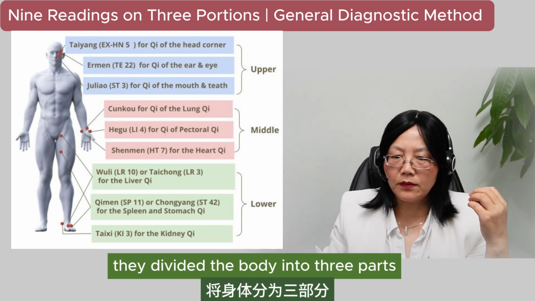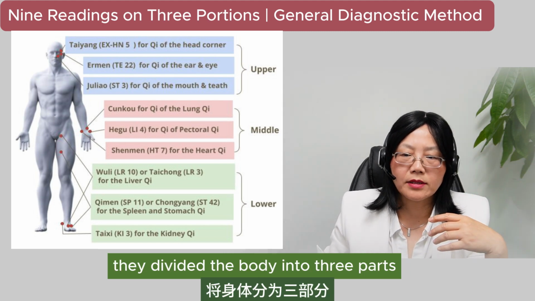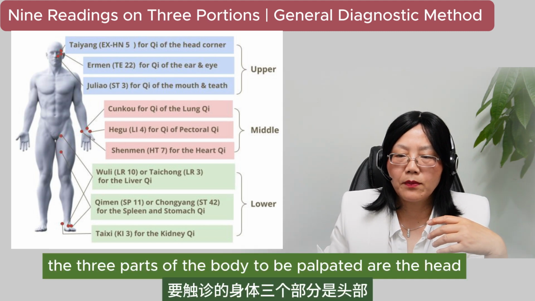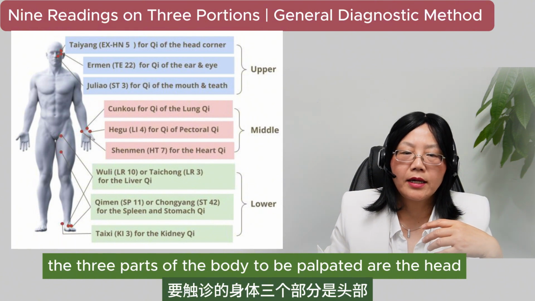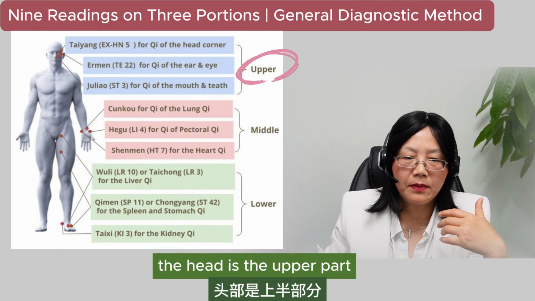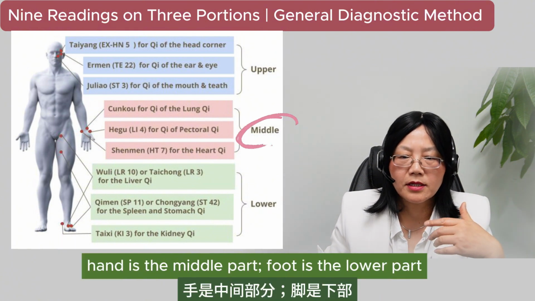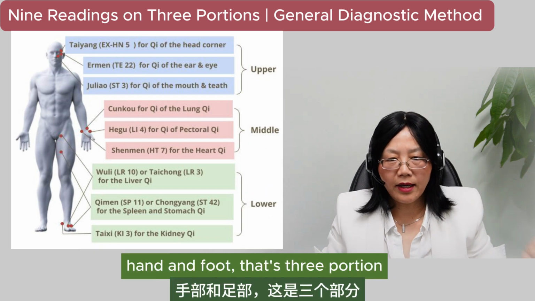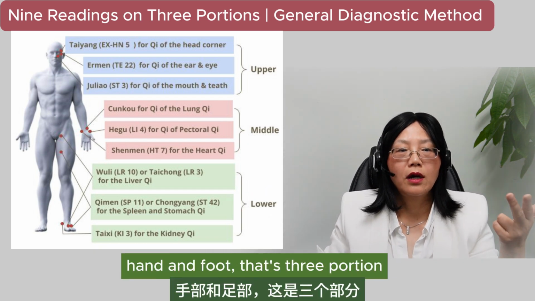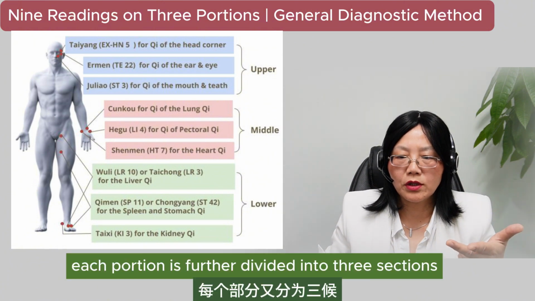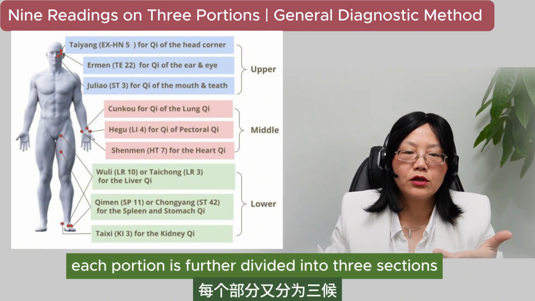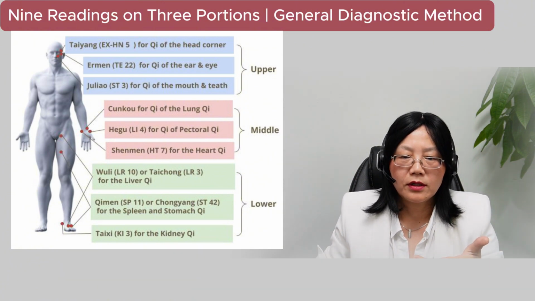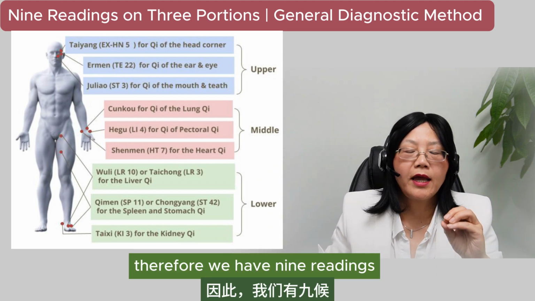They divide the body into 3 parts. The 3 parts of the body to be palpated are the head, which is the upper part, the hand, which is the middle part, and the foot, which is the lower part. So we have head, hand, and foot. That's 3 portions. Each portion is further divided into 3 sections. Therefore, we have 9 readings.